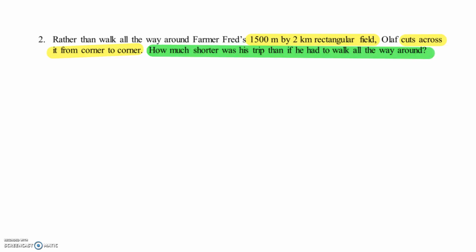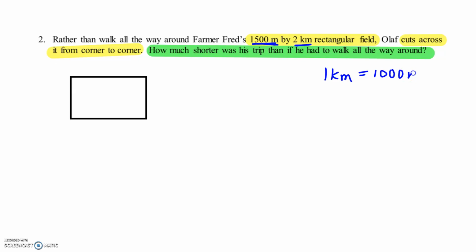So I'm going to start by focusing on what's highlighted in yellow and draw myself a diagram. I'm going to draw a rectangle, and then on that rectangle I'm going to put in the numbers. So I can see that I was given 1,500 meters and 2 kilometers. They're in different units. They need to be in the same units. I know that in 1 kilometer there is 1,000 meters. So if I am using meters, the shorter side is 1,500 meters. The longer side is 2 kilometers, and I would just times that by 1,000. It's 2,000 meters. So those are the numbers I'll use.